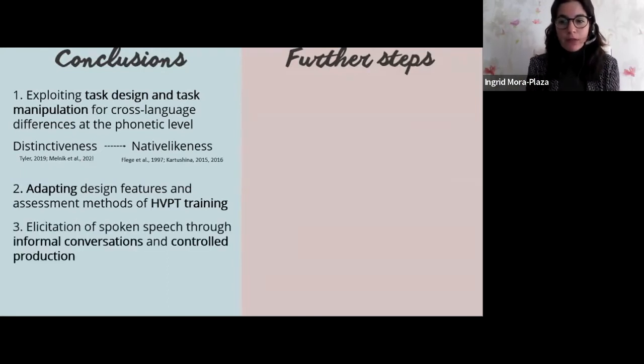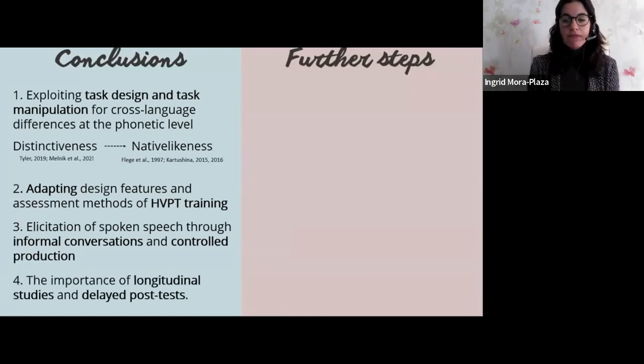Also, it is recommendable to elicit spoken speech through informal, spontaneous conversations, and at the same time have some controlled production with high quality recorders, if that's possible, because in this way we can obtain precise measures of phonetic and phonological development. And finally, I think this study showed that longitudinal studies and a delayed post-test is needed to evaluate the effects of pronunciation instruction over time.